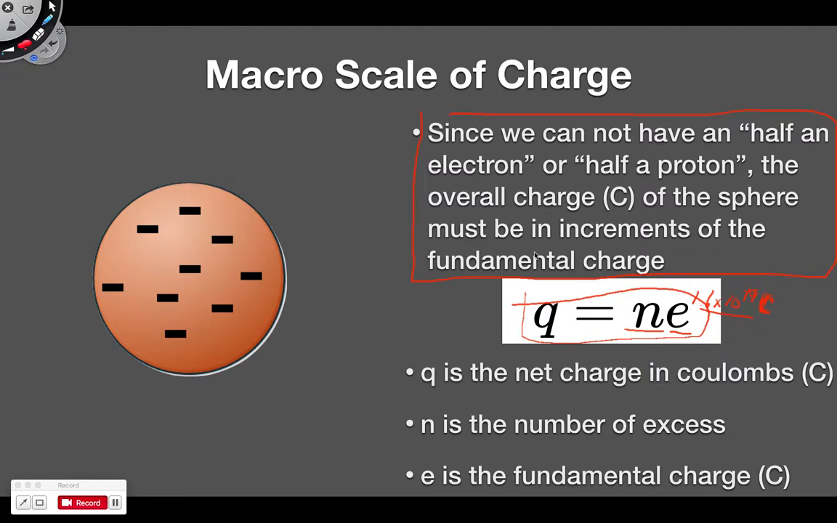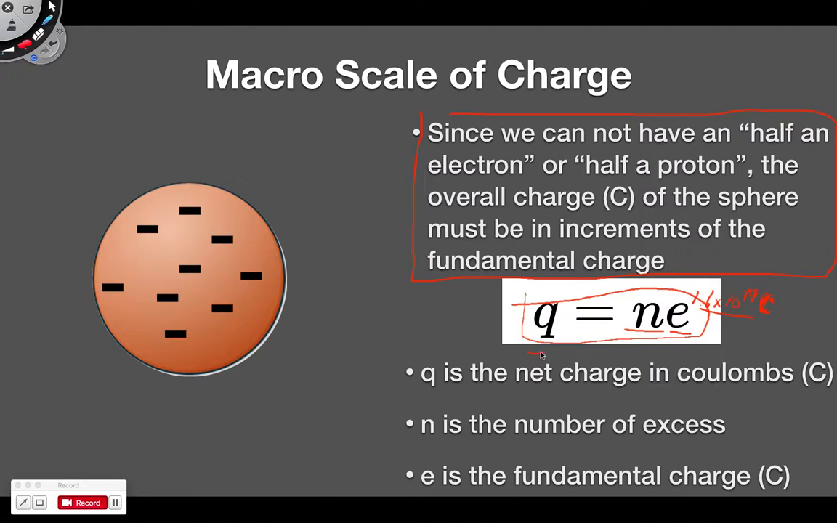But so far, what they love to do is show you something like, one student is saying that there are 4 times 10 to the negative 19th coulombs. You need to know that that can't happen because it's not multiples of this.